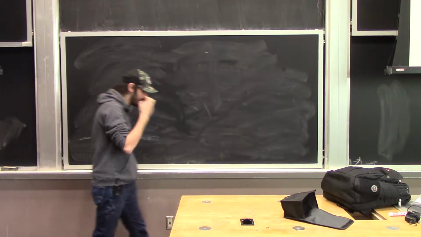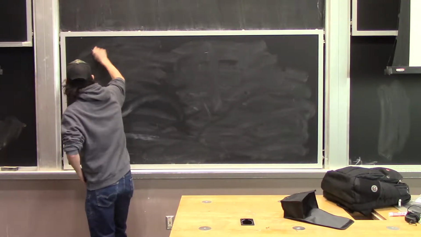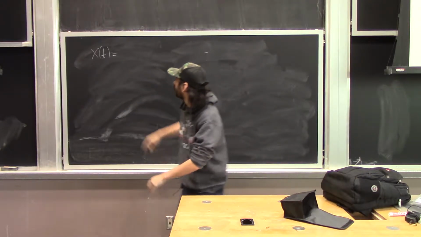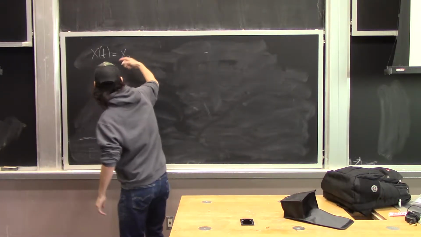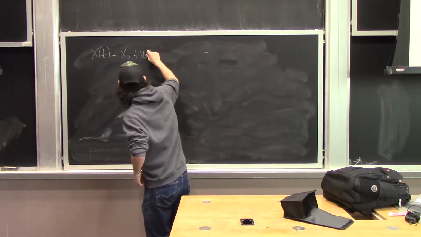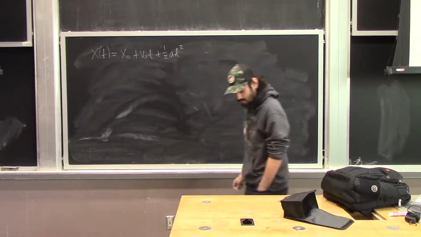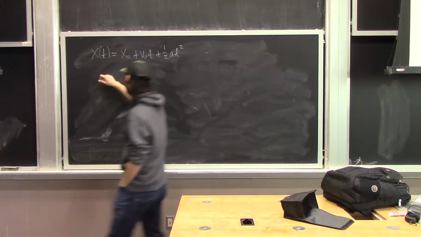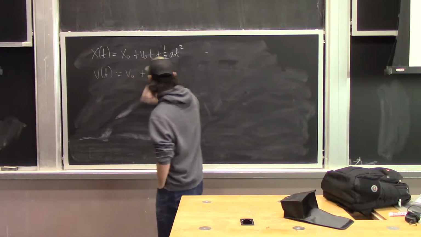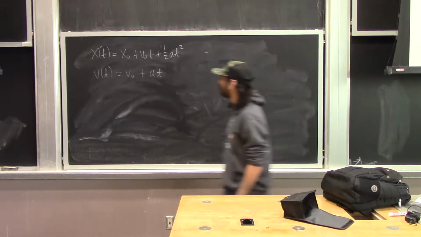So to remind you of the one-dimensional kinematic equations, one equation told us what the position was as a function of time for some object: x(t) is equal to the initial position, x naught, plus the initial velocity times time plus 1/2 the acceleration times time squared. The velocity is given by v(t) equals v naught plus at. These two equations describe the motion of an object that moved in one dimension.